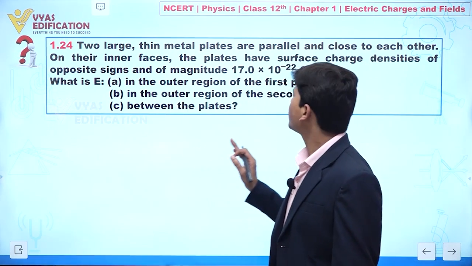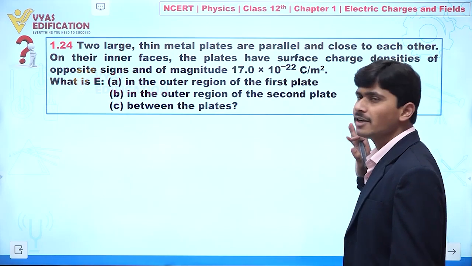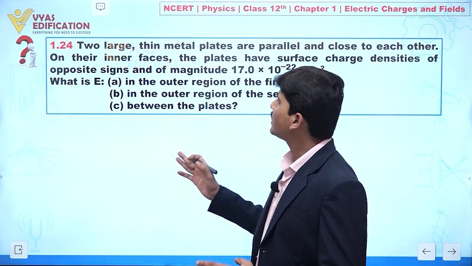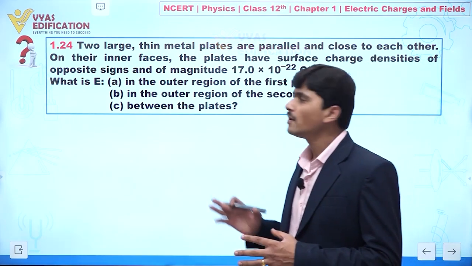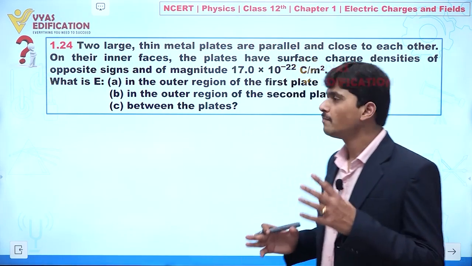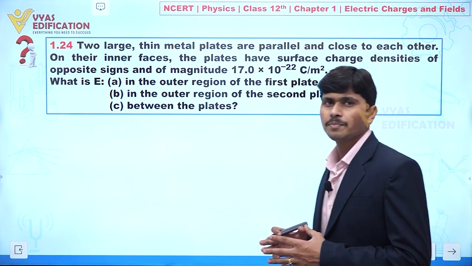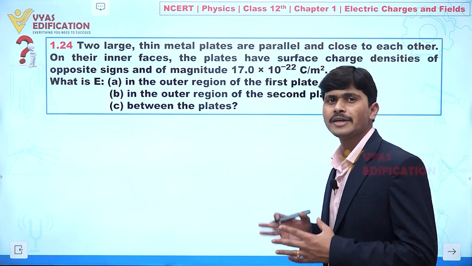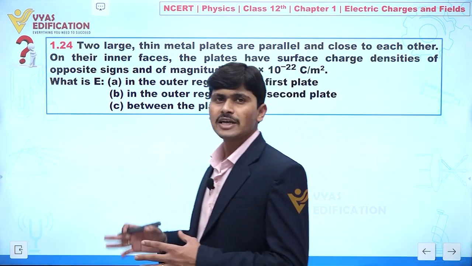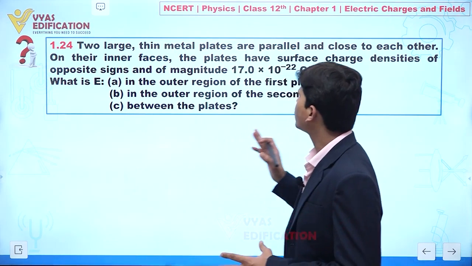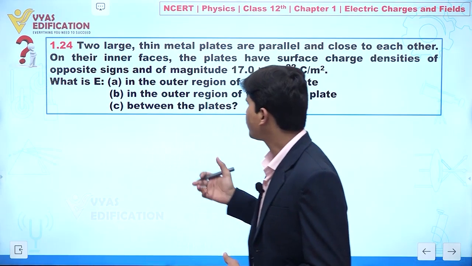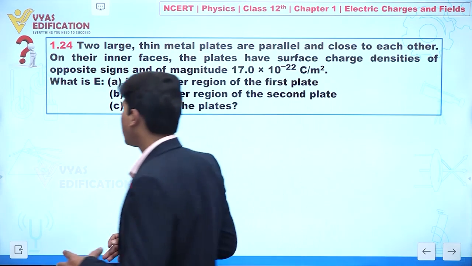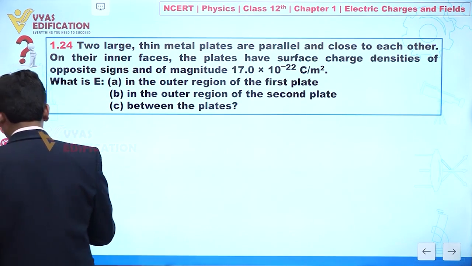Two large thin metal plates are parallel and close to each other. On their inner faces, the plates have surface charge density of opposite signs, of magnitude 17 × 10^-22 coulomb per meter square. What is the value of electric field in the outer region of the first plate, in the outer region of the second plate, and between the plates? Clear? So now concentrate on the screen.